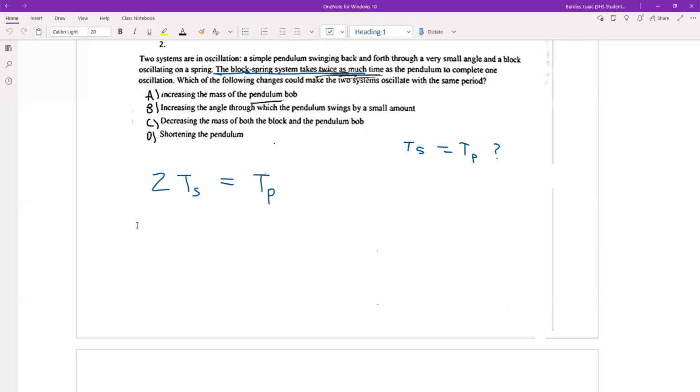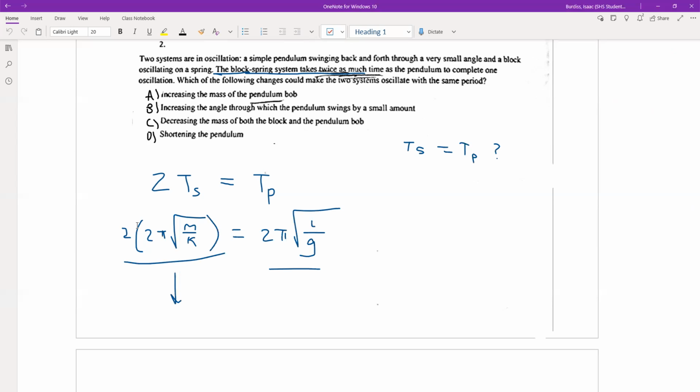Now we can change it. So it's going to be 2 times 2 pi, and then the spring is square root of m over k, and then this one is just going to be only 2 pi, and then square root of L over g. So what could we do to make them equal each other? Either we would have to make this one go down or this one go up. That's the things that we could do. So let's figure out what these will do.